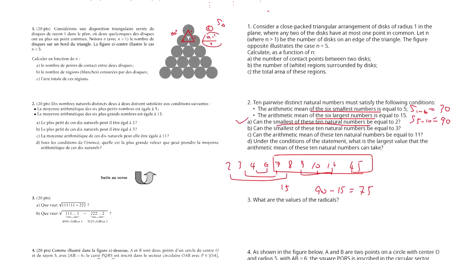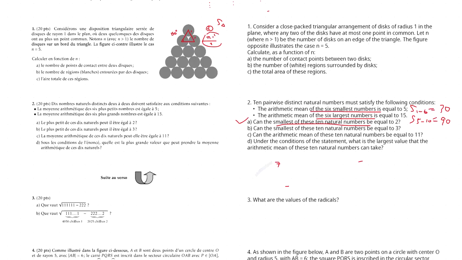Question number B, can the smallest of the 10 natural numbers be equal to 3? We explained also yesterday, it's not possible. Why? Because if we start with 3, the smallest is 3. So the smallest possibility is 3, 4, 5, 6, 7, and 8. So that will be the smallest combination of the 6 numbers. And you see the sum of them will be 33. It's bigger than 30, bigger than the S1 to 6. So that's a contradiction.